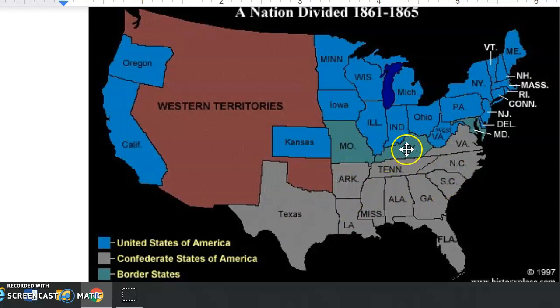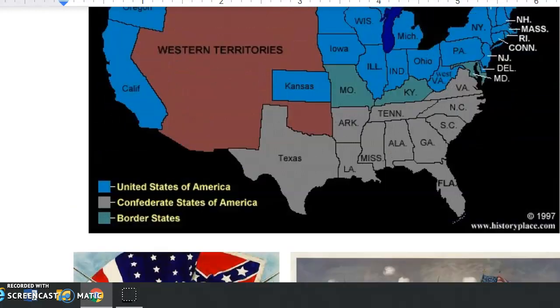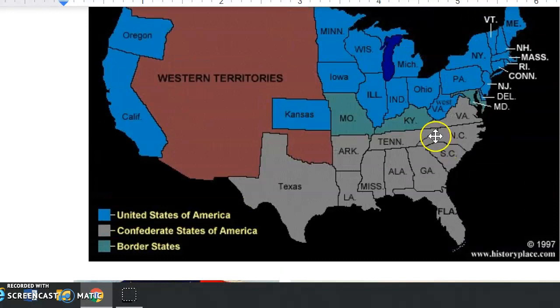So you notice these here in green, these states tried to stay neutral. In the reading, it says that they were neutral, but they geared towards the South in their views a little more than the North itself.